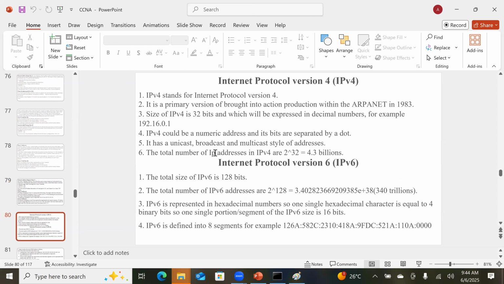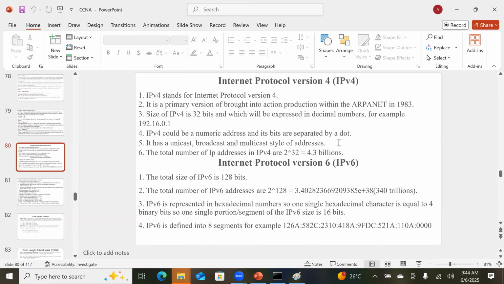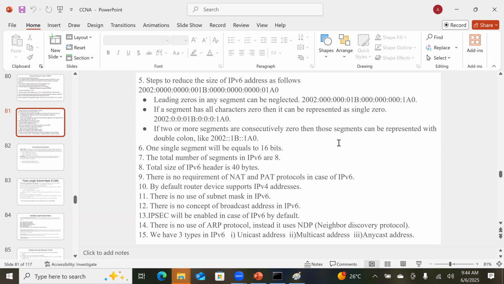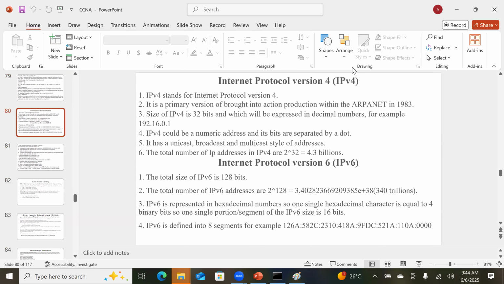Next we have the versions. After this, we are going to complete IP addressing. Tomorrow we'll start with subnetting. So we'll just finish this quickly.